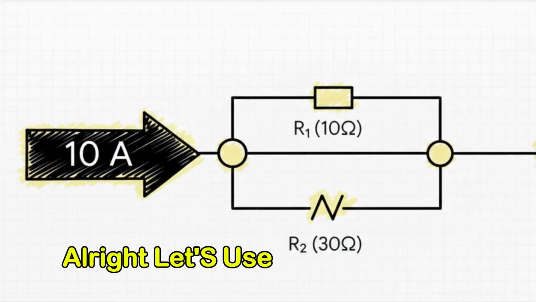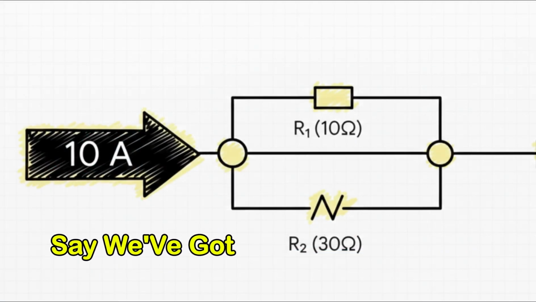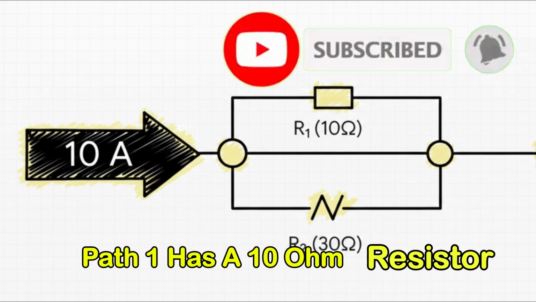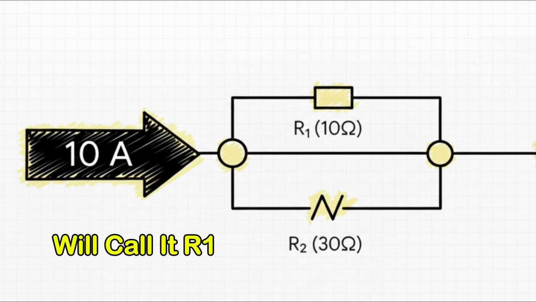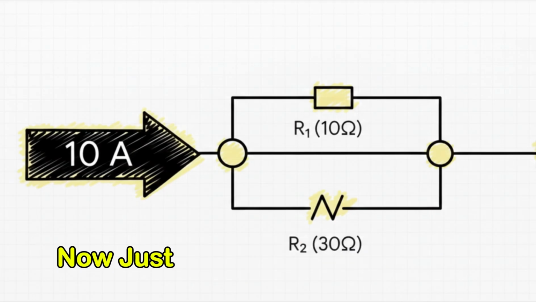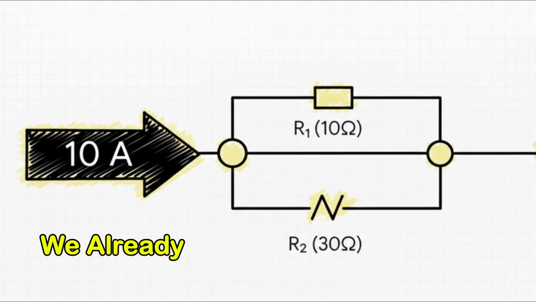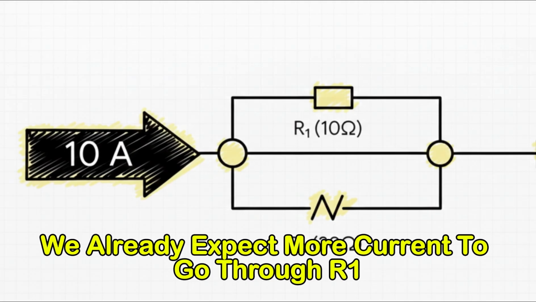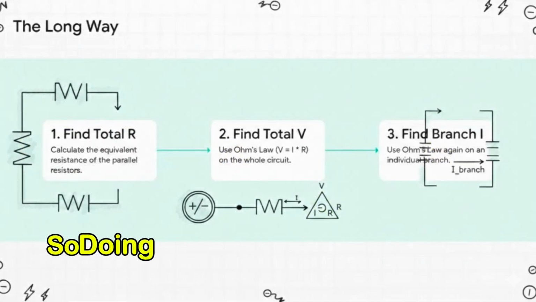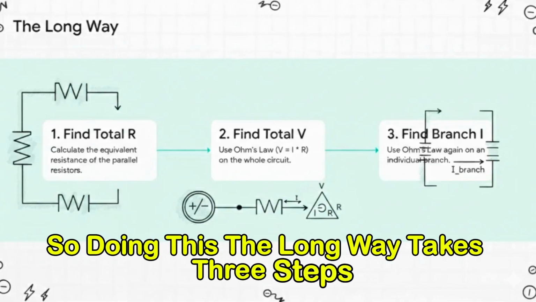Alright, let's use a real example. Say we've got a total of 10 amps flowing into a split. Path 1 has a 10 ohm resistor, we'll call it R1, and path 2 has a 30 ohm resistor, R2. Now, just based on what we said, we'll already expect more current to go through R1, right? Because it has the lower resistance. So, doing this the long way takes 3 steps.